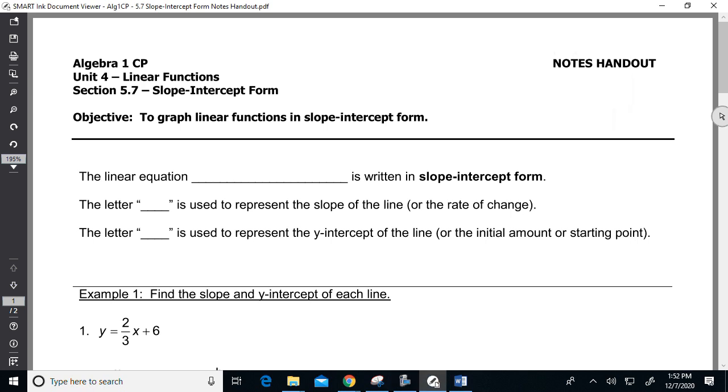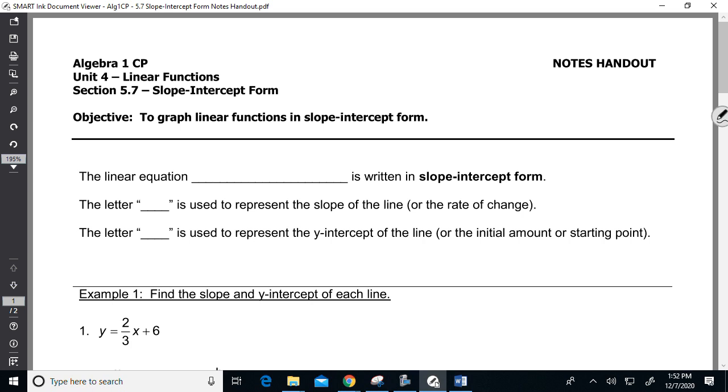The last section of this semester focuses on slope-intercept form. We're going to use slope-intercept form a lot in the second semester, but it is introduced here so that we can start to get our feet wet with it. Both of the IXLs that are assigned today involve slope-intercept form.